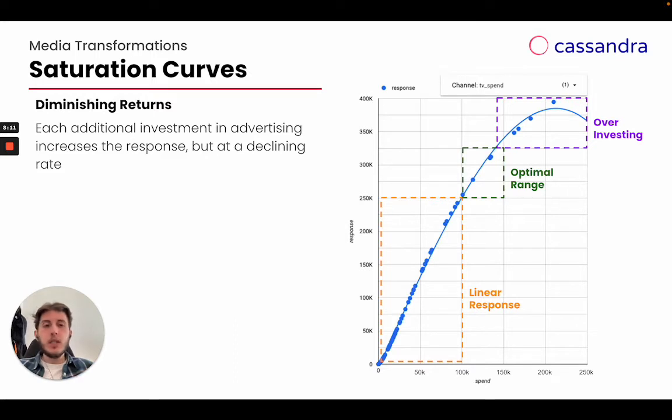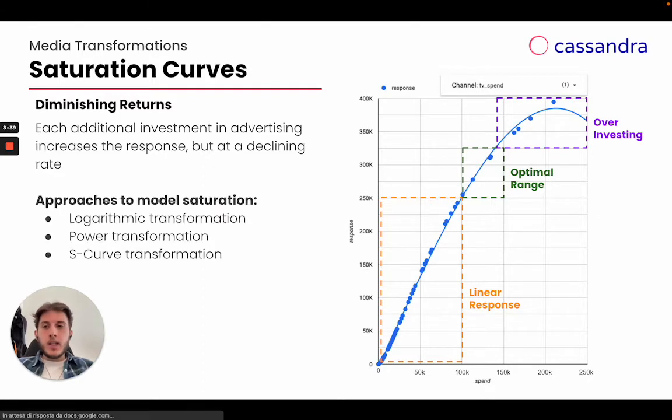So where you want to be to maximize the return on investment is basically in the green area over here. If you can't go past this point where you start losing the linear response, you may want to spend anywhere in the linear response area, as that's what will drive you basically the most return on investment.